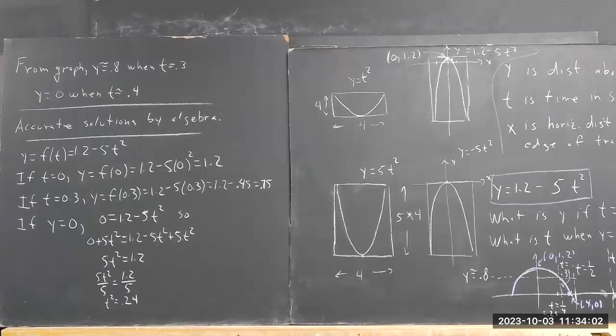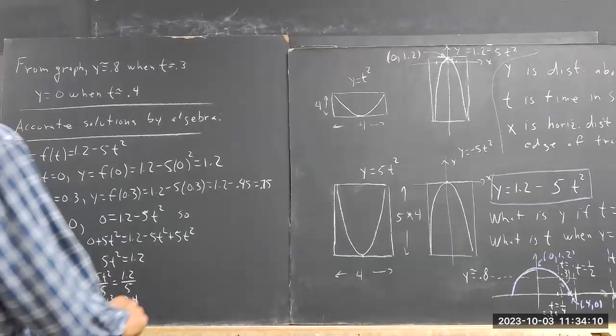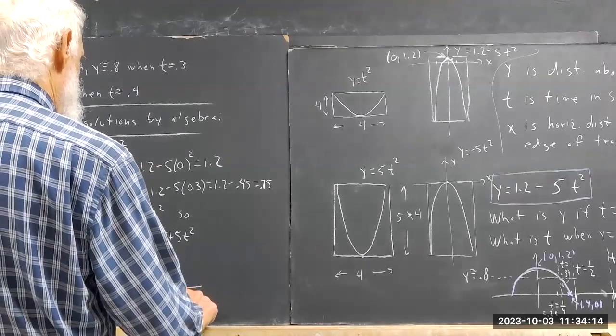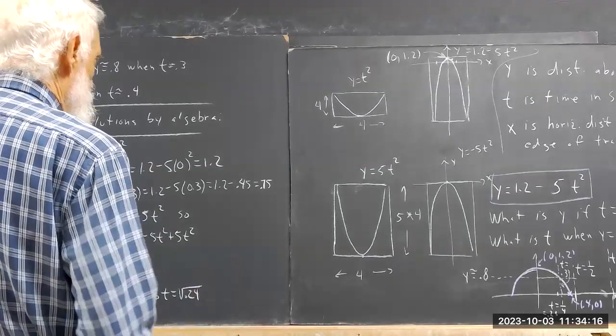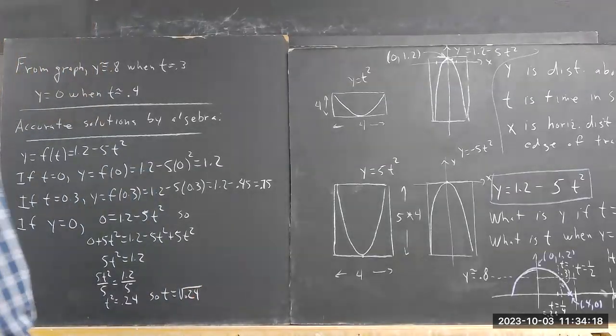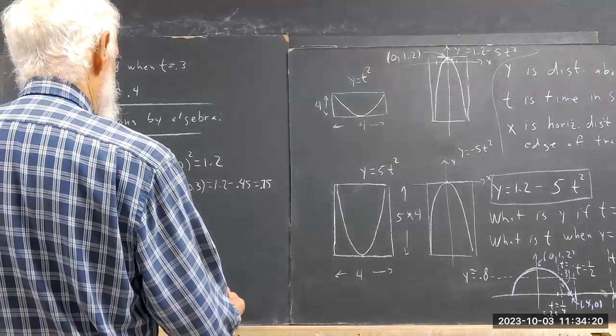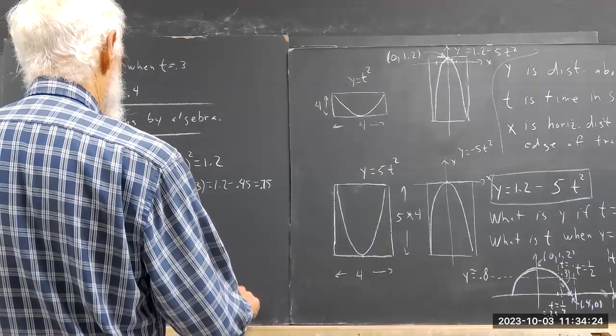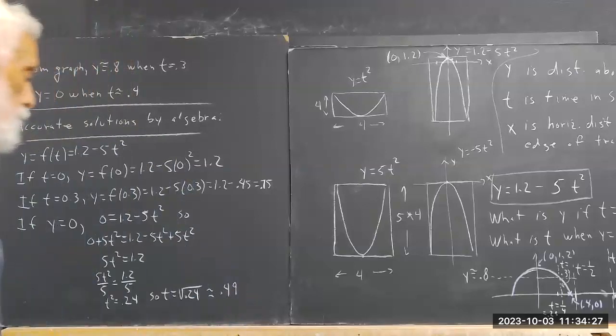Is that correct? Did you get 0.24 if you divided 1.2 by 5? I think you would. So t is the square root of 0.24, which is approximately equal to 0.49.